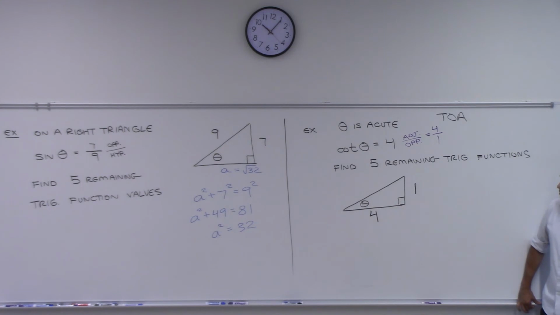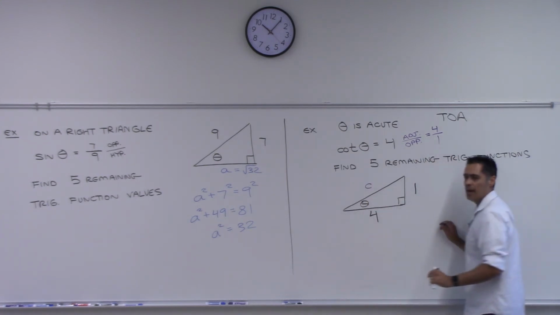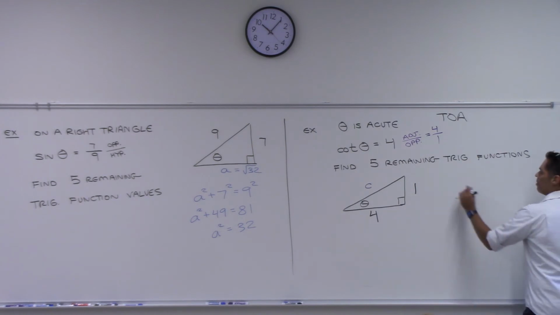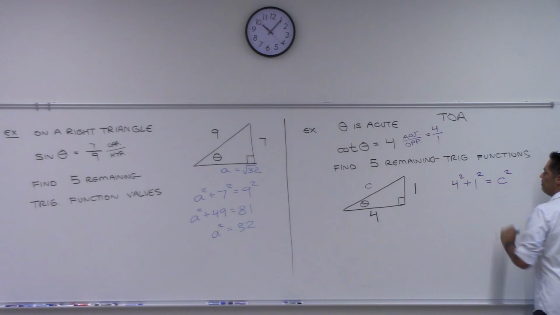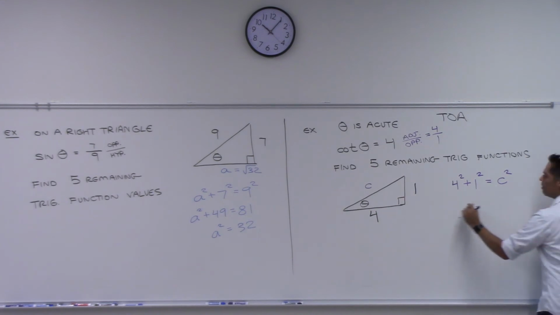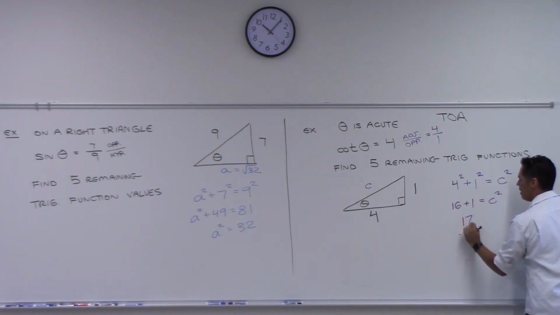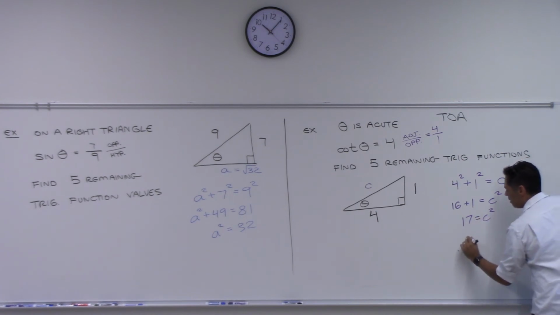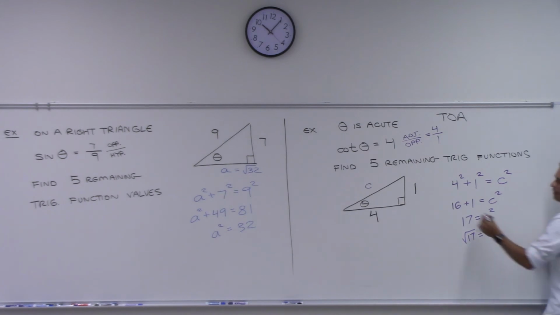What are you missing? The hypotenuse, right? C, right? Can you get it? Yeah, Pythagorean, right? So we go 4 squared plus 1 squared equals c squared. Notice on this one, because we're solving for c, we're just going to figure out what this is over here. We don't have to move anything over. So it's just 16 plus 1 equals c squared. That's 17 equals c squared. So c is root 17. Bam.